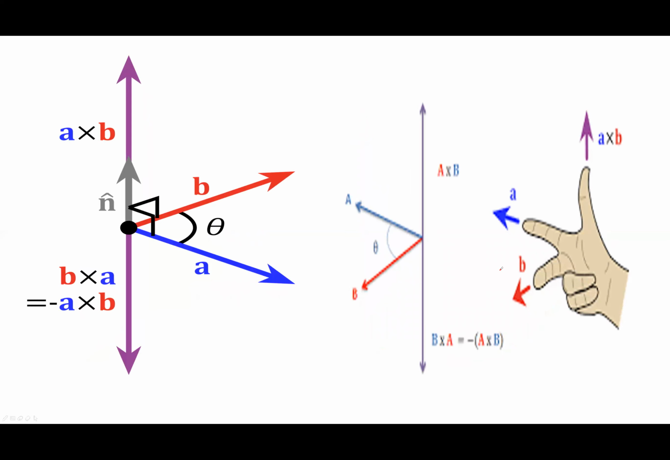Now, apply this rule which is shown in the diagram to these two diagrams. Here you will find A cross B. First, keep this finger in the direction of vector A and then keep the other finger in the direction of vector B. You will find A cross B, and then find the direction of B cross A. Both will be in opposite directions. A cross B will be in the upward direction and B cross A will be in the downward direction.